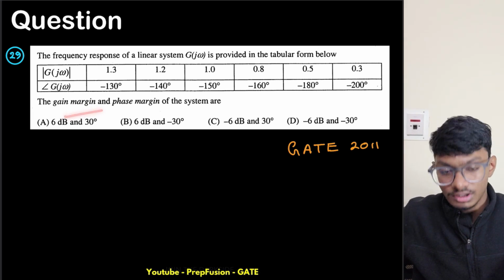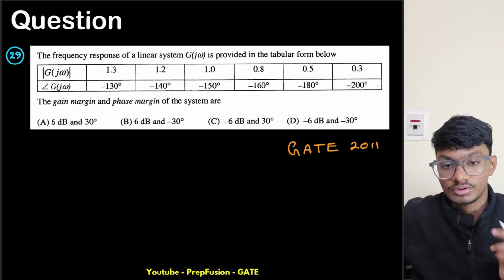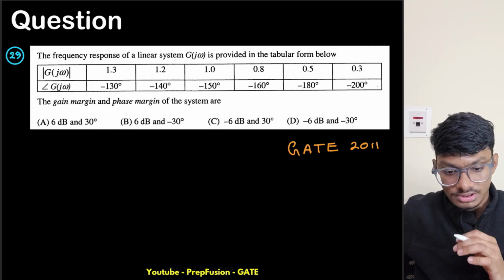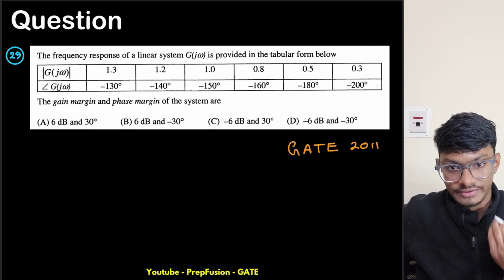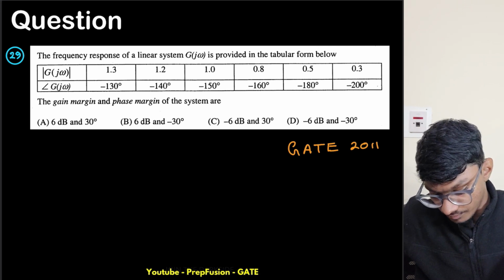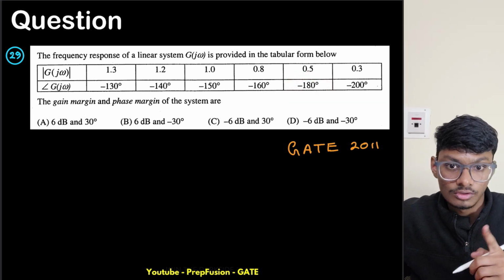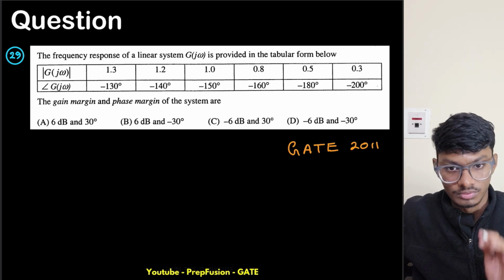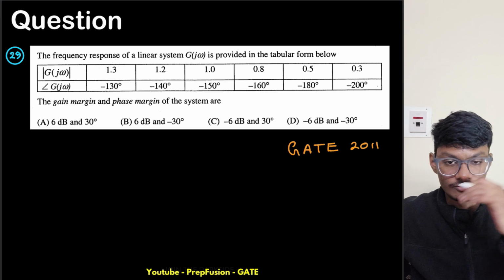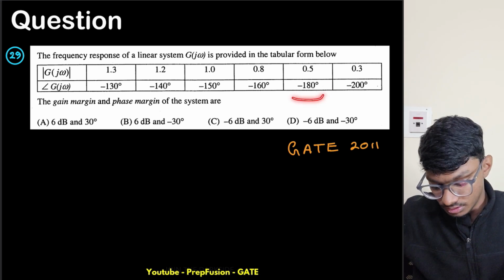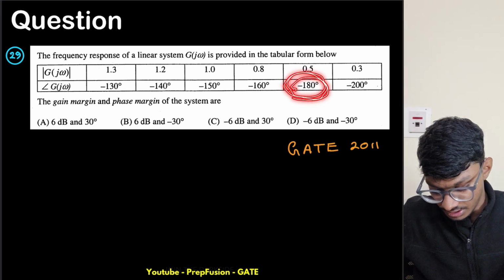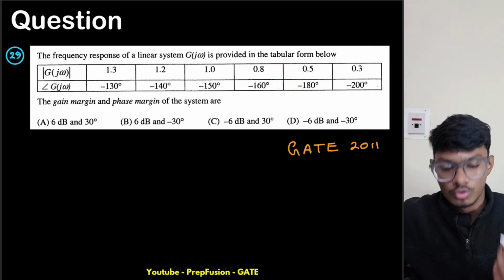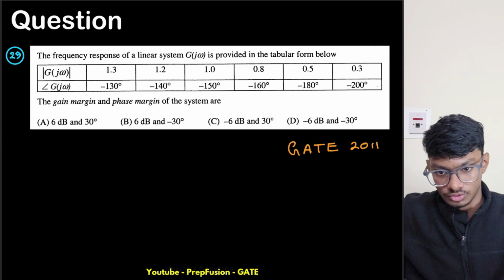So again, what is the definition of gain margin? The definition of gain margin is basically the margin that is required when my phase is minus 180 degrees, or you can say the inverse of my magnitude, in absolute scale, normal scale. In log scale, it is the margin you have to add. So here is my phase minus 180 degrees and this is my gain. So the inverse of this one is 2. So let's solve this basically.